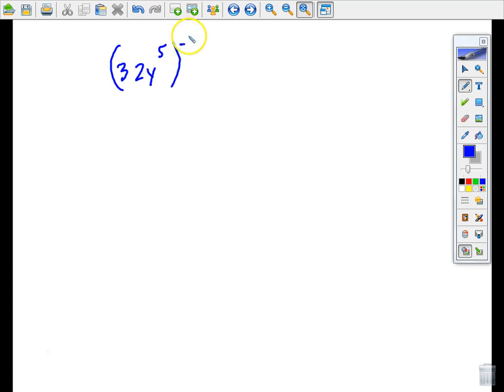So I always recommend that you get rid of these parentheses first. So everything in the parentheses needs to be raised to the negative 2/5 power. And when I raise y to the 5th to the negative 2/5, what do I get? Negative 2. Okay, so Grant, change 32 to the negative 2/5 into a positive exponent. Nice. And do the same thing with y to the negative 2.